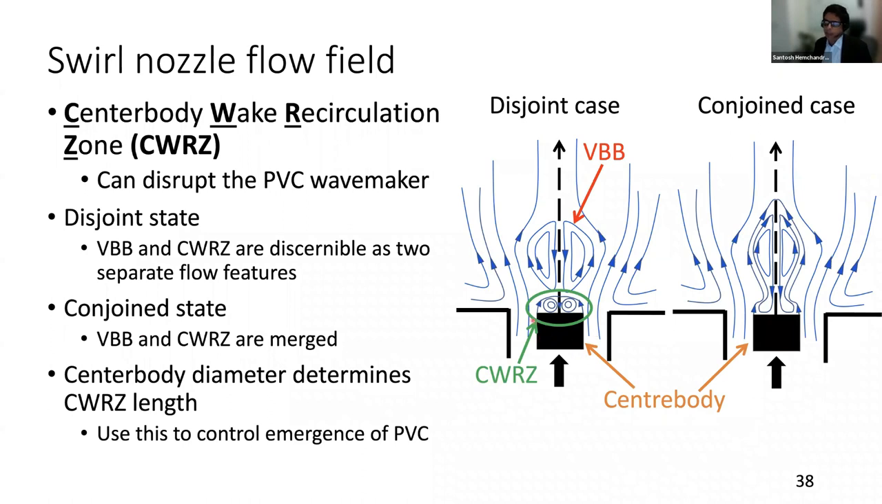So if you now have a center body, the wake that you create disrupts the flow exactly where the PVC hydrodynamic mode is sensitive to changes in the flow. You can now have two situations. You can have a wake that is separate from the breakdown bubble, or you can have one combined wake and bubble structure. So we did an experimental study with Ghonim's group to see which of these would be effective in controlling the PVC.